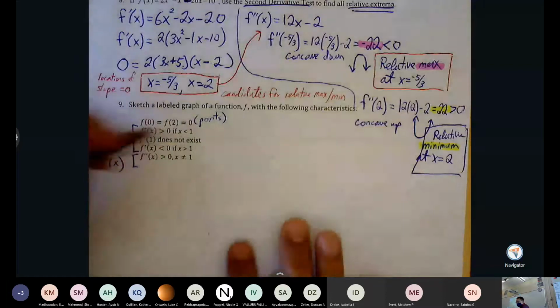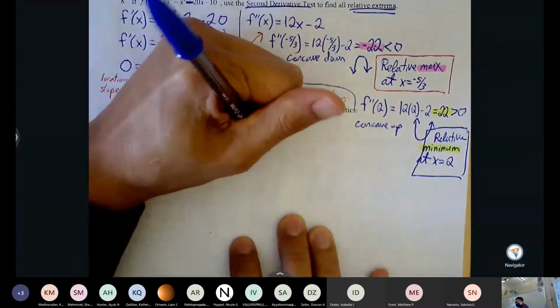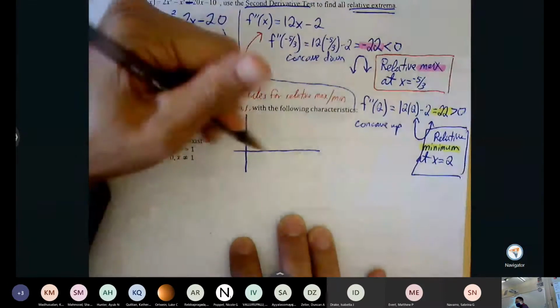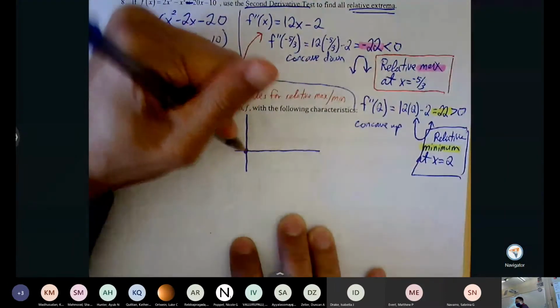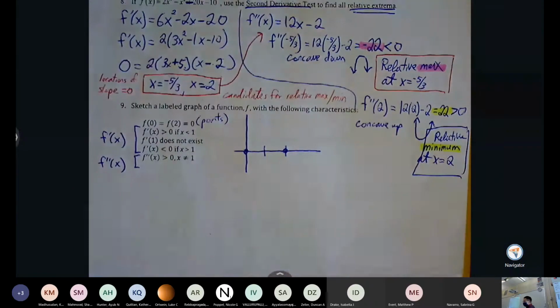So the first statement is easy to interpret. Those are just ordered pairs. We can just put that onto our graph: 0, 0, and 2, 0. This kind of anchors our graph. We know our graph will have to go through those points.